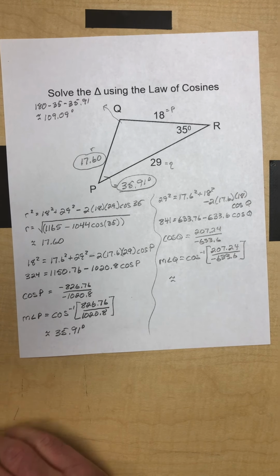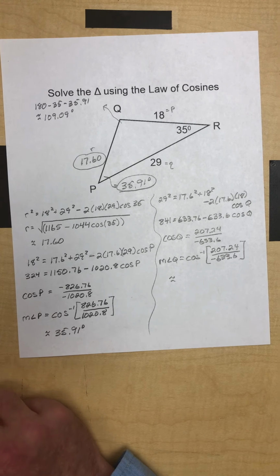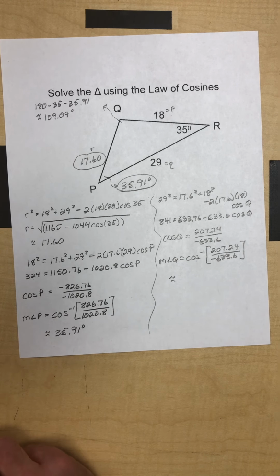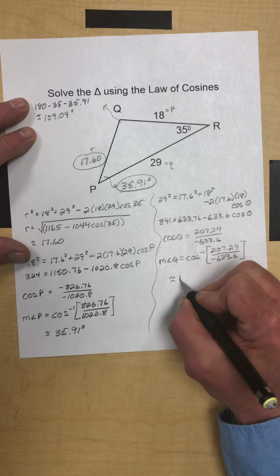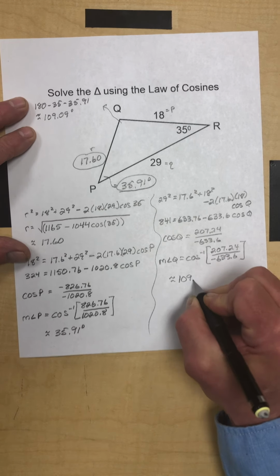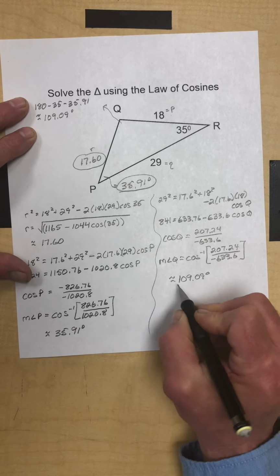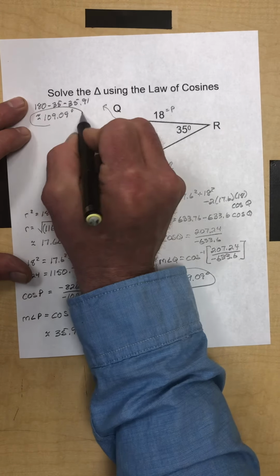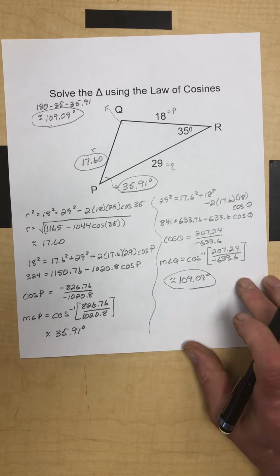So second, cosine inverse, 207.24 divided by 633 point, I'm sorry, I forgot my negative sign, didn't I? Oh, that's not good. Okay, negative 633.6. Yeah, if you leave out that negative sign, it's not going to be right. And I'm coming up with, when it's rounded off to the nearest hundredth, 109.09. And we look here and notice we are getting exactly the same thing.